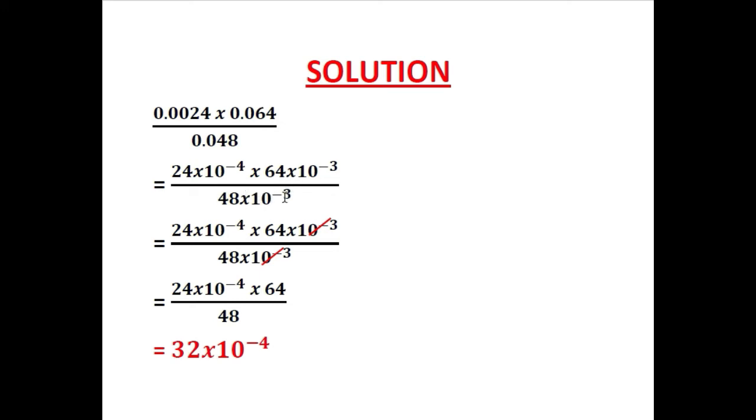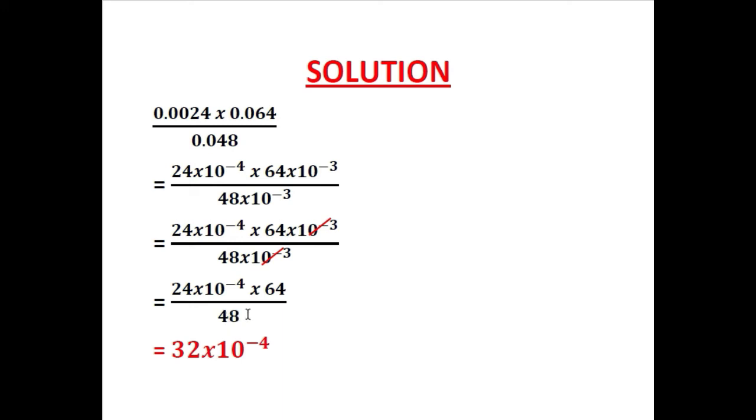Now after this, what do we do? This 10 raised to the minus 3 is going to divide this 10 raised to the minus 3, as you can see here. So that will cancel out, and we are left with 24 times 10 raised to the minus 4, times 64, all divided by 48. So we are left with that.